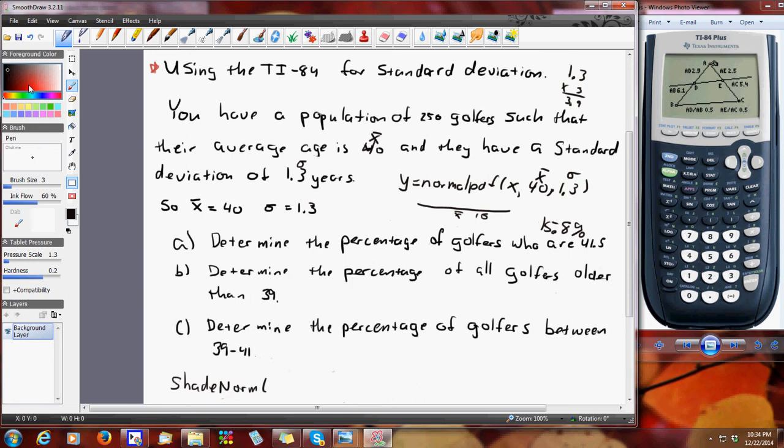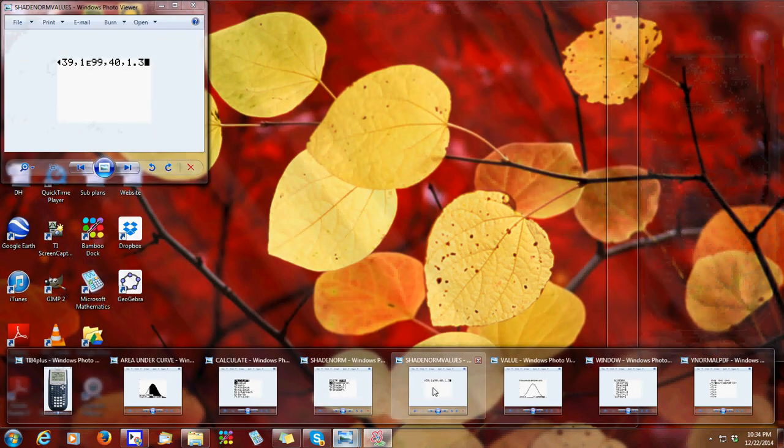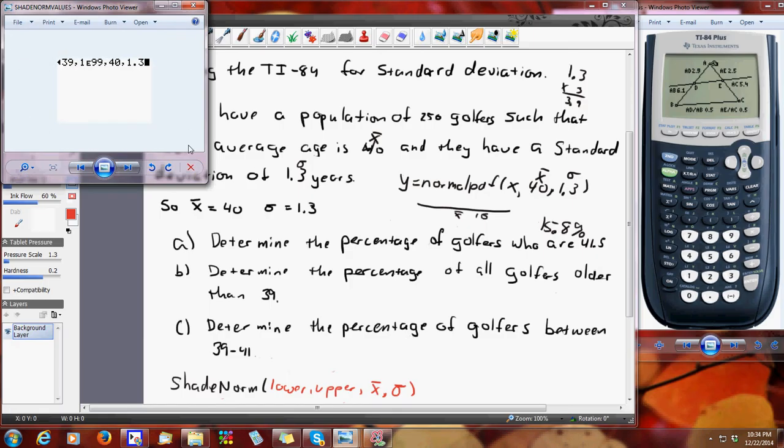When you get shade norm, you have to type in your lower bound, comma, your upper bound, comma, your mean, comma, and your standard deviation. The comma key is right here, above the number 7. So what I'm going to do now is type in shade norm, parentheses, 39, which is my lower bound, because it's older. My upper bound is going to be 1E99.